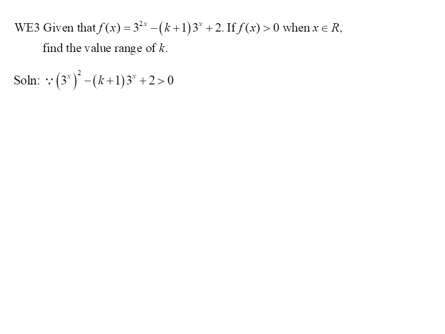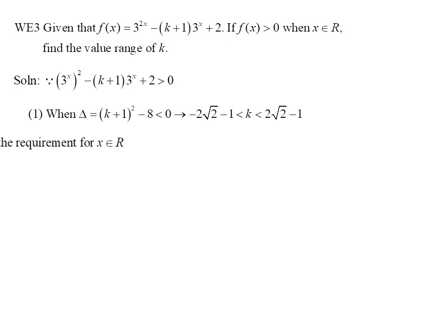Since the exponential expression can be reduced to its quadratic form, in order to enable its quadratic form to be greater than 0, we need to discuss whether the discriminant of this quadratic form is greater than or equal to 0, or less than 0. So, when the discriminant, which equals (k plus 1) squared minus 8, is less than 0, obviously, in this situation, f(x) is greater than 0.